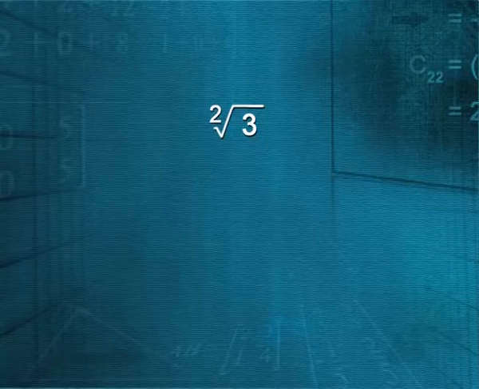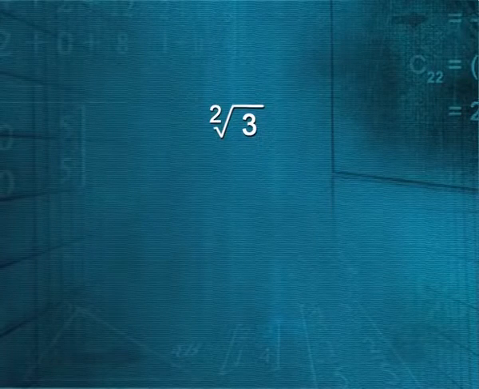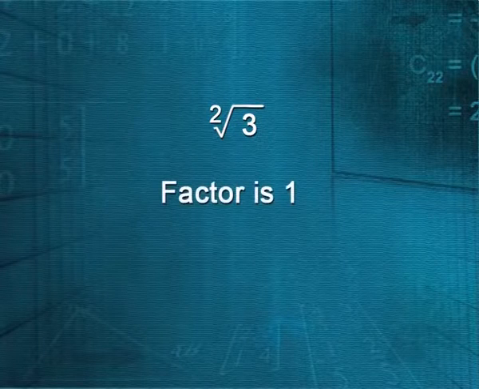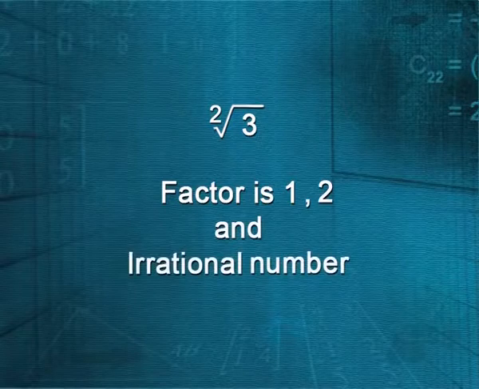But if you have a surd like 2 root 3, it has three factors: one is 1, the other is 2, and the third is an irrational number. Surds which have more than two factors, or you can say surds which have factors other than 1 and the irrational number, are called mixed surds.